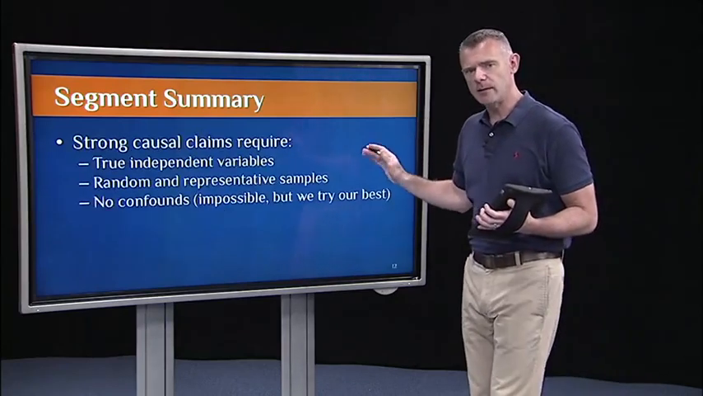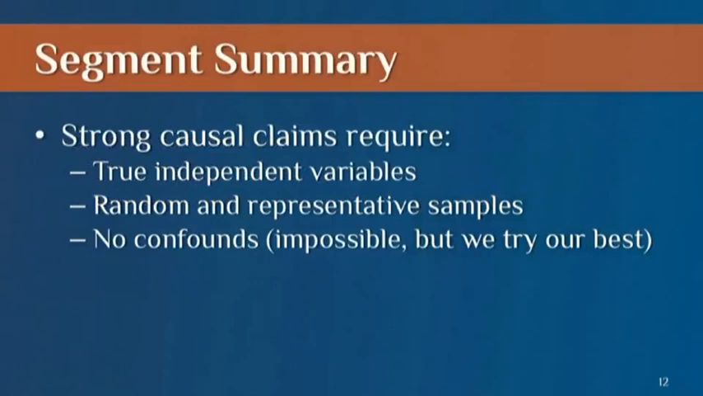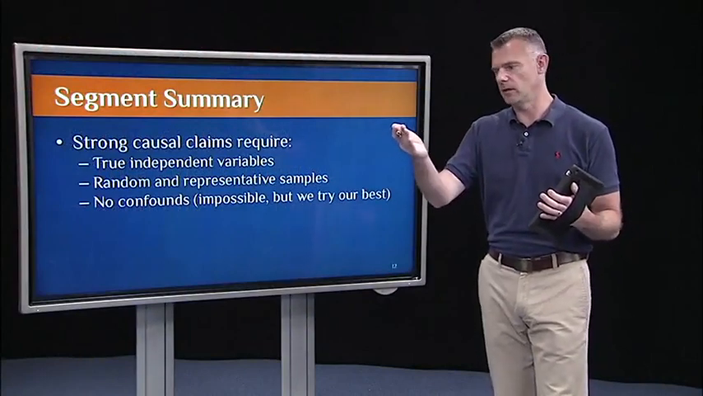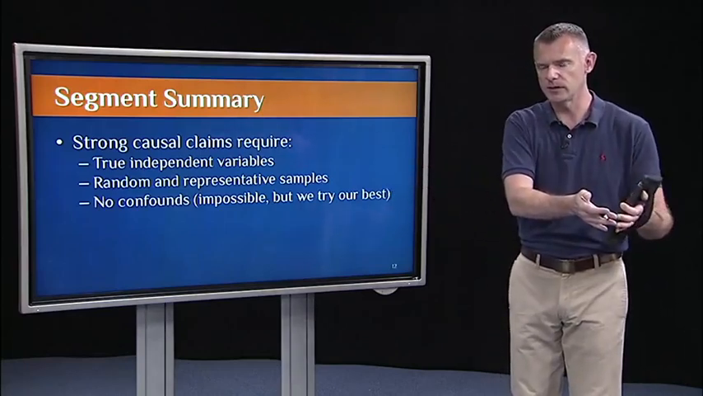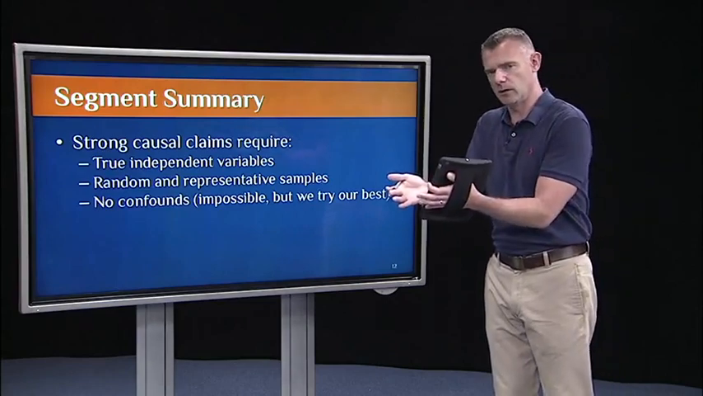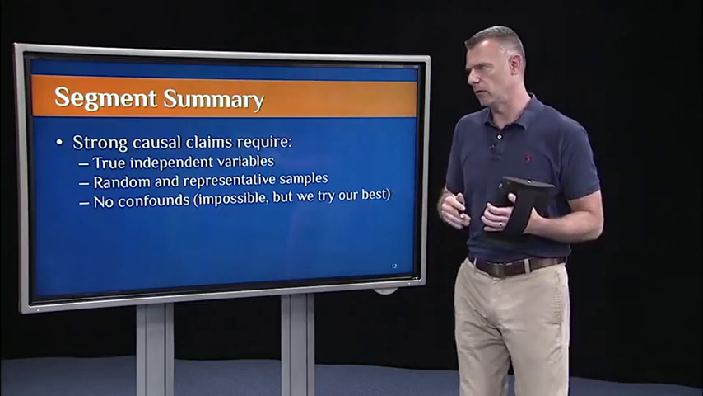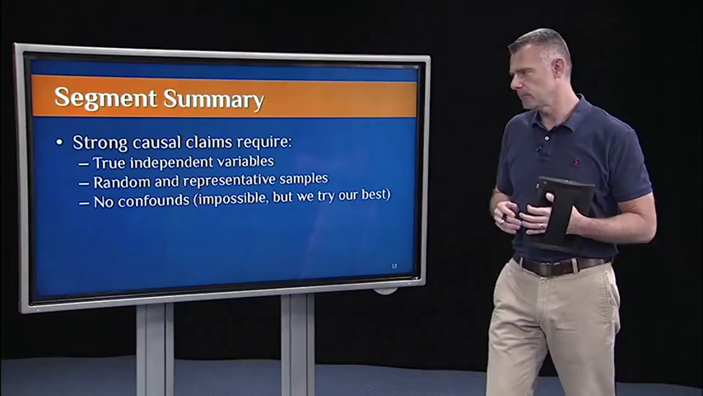These strong causal claims require a lot of things. So they require what I call true independent variables. That is, a group of subjects, or in this case, a group of children, come to a facility and they're randomly assigned to receive one level of a variable or another. So they were randomly assigned to receive the vaccine or the placebo. That's a true independent variable. I'll talk in the next lecture about quasi-independent variables that aren't as strong as this.